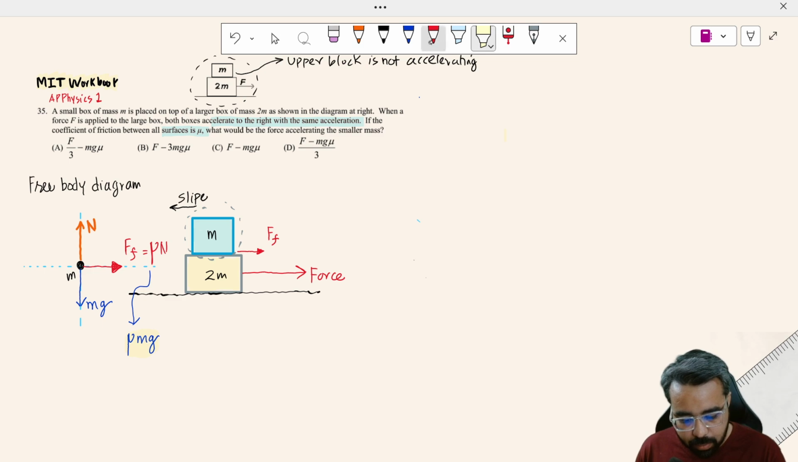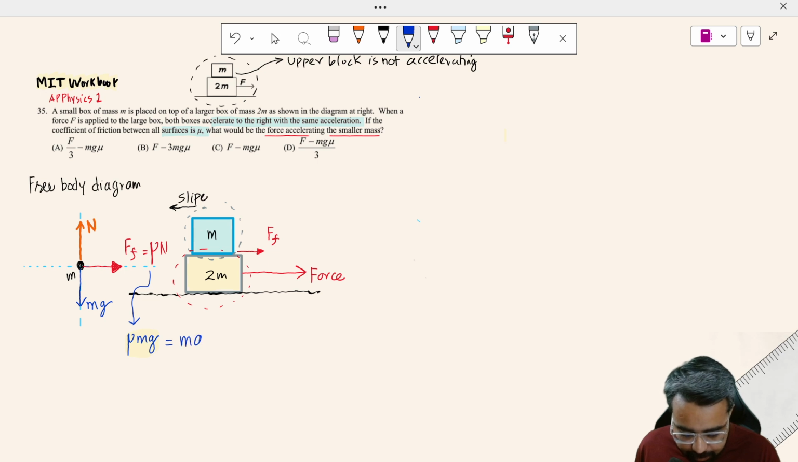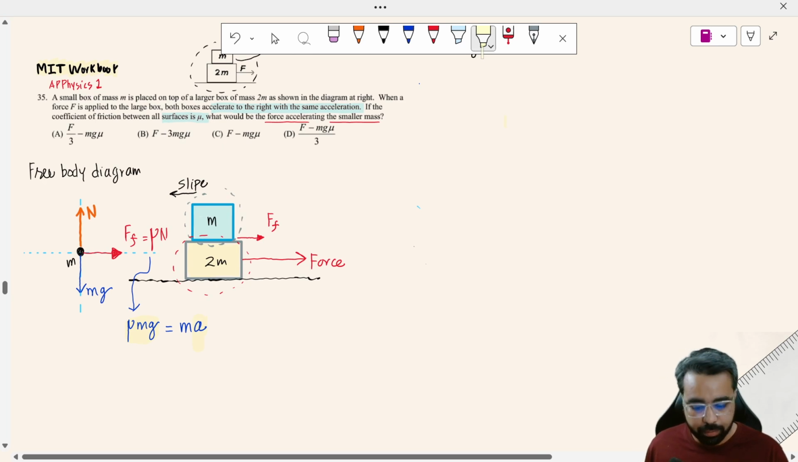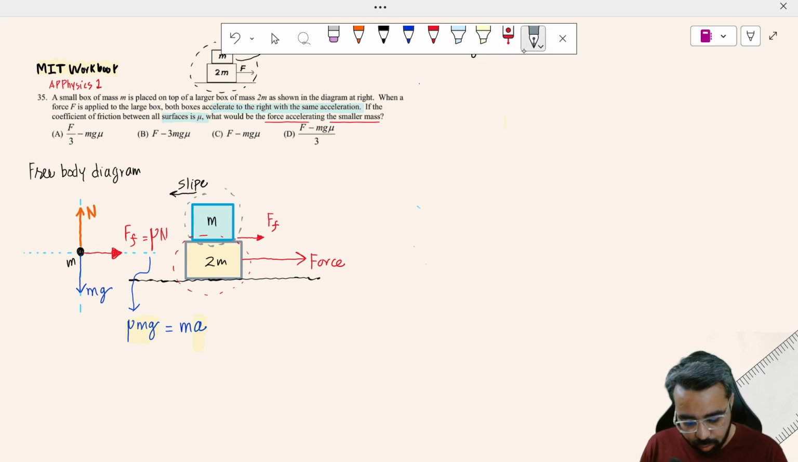Okay, now it's time to draw the free body diagram of this, because in this question you have to find out the force accelerating the smaller mass. Although you can see we had already found the magnitude of the force which is the acceleration of this mass, but can I say this is equal to ma? So now we don't have any idea what the magnitude of acceleration is. For this we have to draw the free body diagram of the second block.